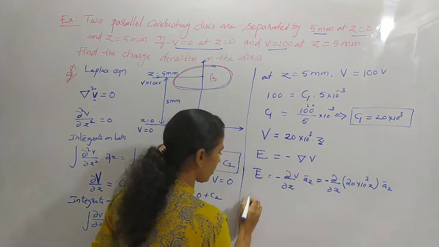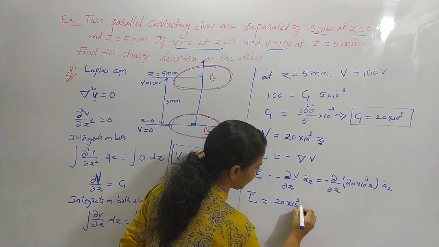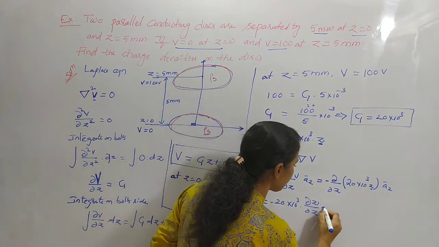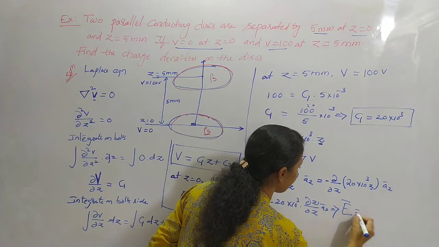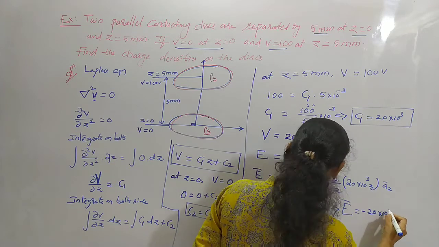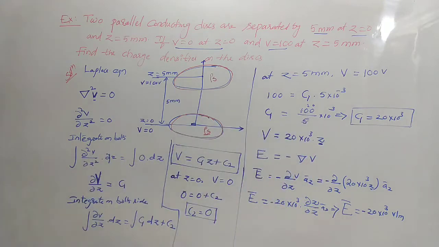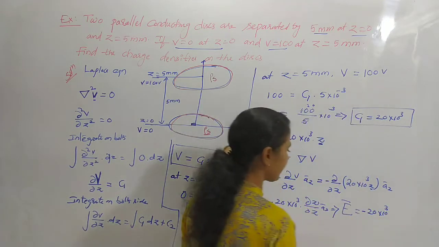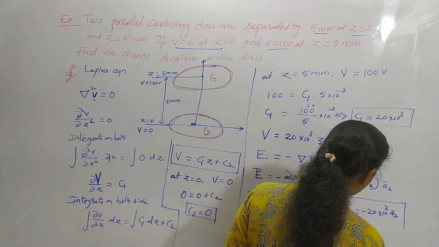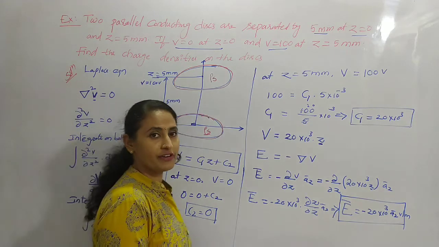Okay, I'll take this constant term out. So the electric field E bar is given by minus 20 into 10 raised to 3 taken out, left is dou Z by dou Z, into Az. So now what is the electric field E bar? Dou Z by dou Z is 1. So it is minus 20 into 10 raised to 3 volt per meter, into Az. The unit vector is important because electric field is a vector quantity. Okay, volt per meter.